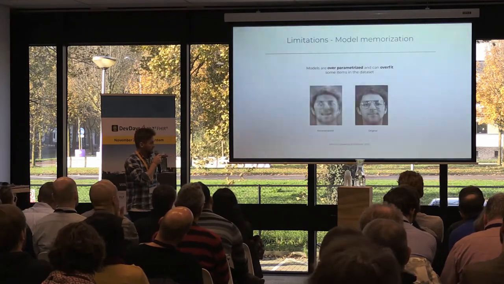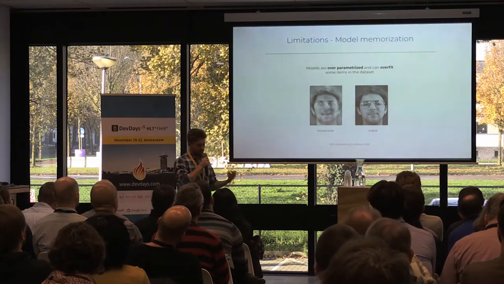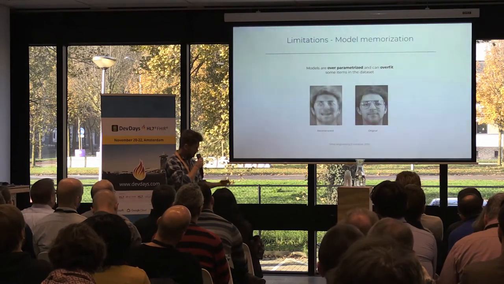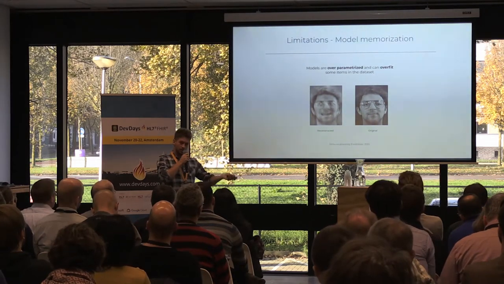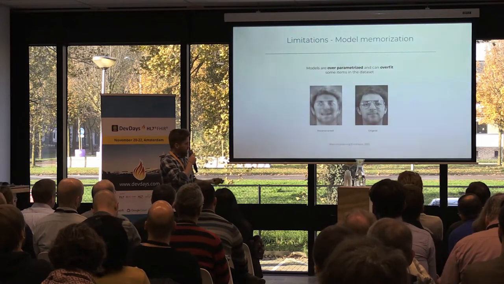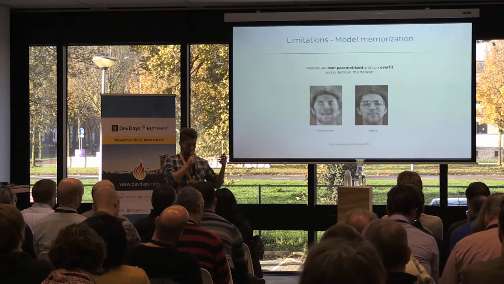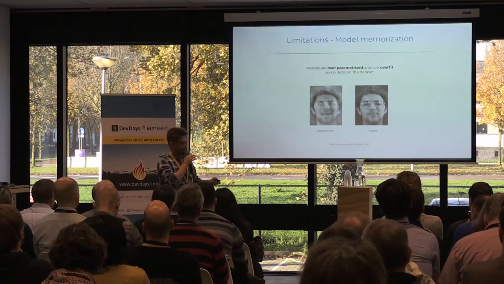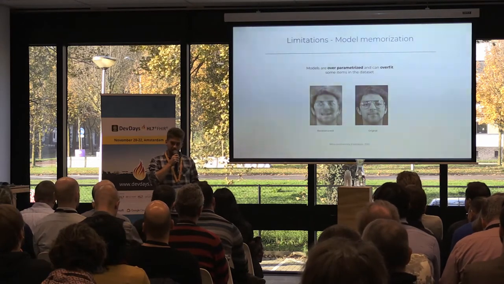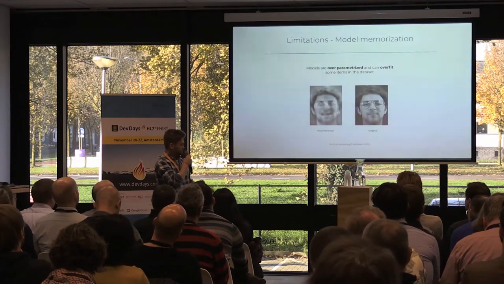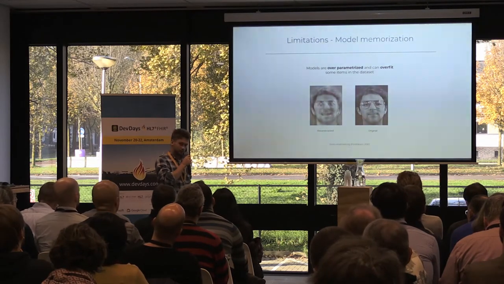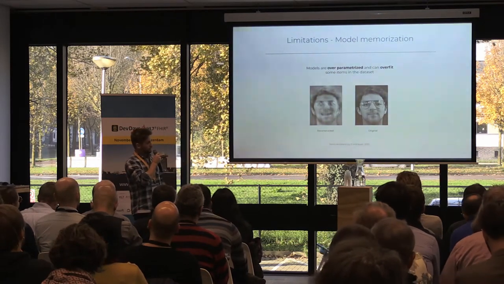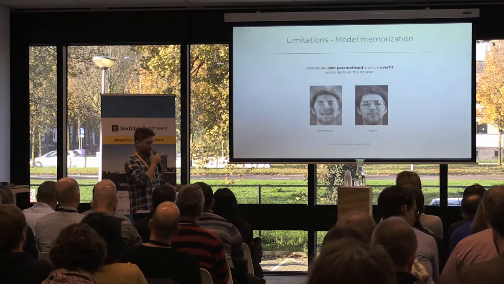Another example is this. If you have a model that trains on images to recognize faces, you give it some images to train, and then you have the model. And what researchers showed is that the model learns and overfits on the input. So it memorized some faces, basically. And they showed that they can reconstruct some of the inputs only with the model. So two examples that show that if you have only the model, you cannot guarantee privacy.